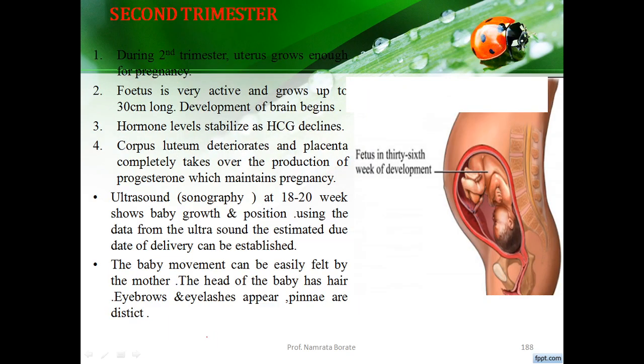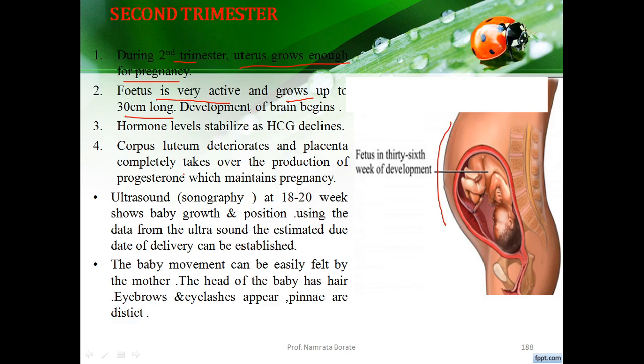The second trimester is from the 13th to the 26th week. It is a period of rapid growth of the fetus. During the second trimester, the uterus grows enough for pregnancy, as you can see here. The fetus is very active and grows up to about 30 centimeters long.